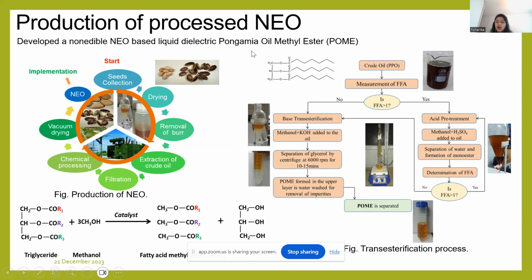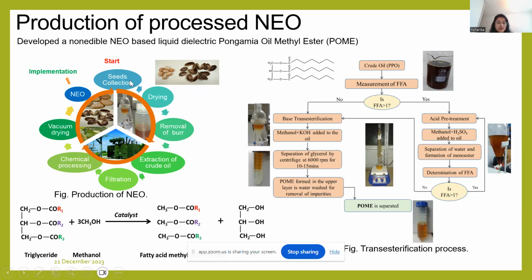We chose the Pongamia oil, which is the crude oil obtained from the seeds of the Pongamia plant. But this oil in its crude form cannot be used in the transformer because of its high fatty acid content. So this crude oil, collected from the seeds, needs to be converted to the Pongamia oil methyl ester, or the fatty acid methyl ester form, so that it has qualities comparable to the mineral oil.